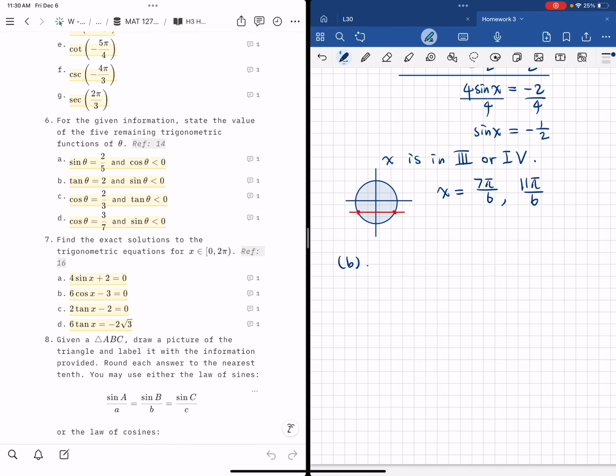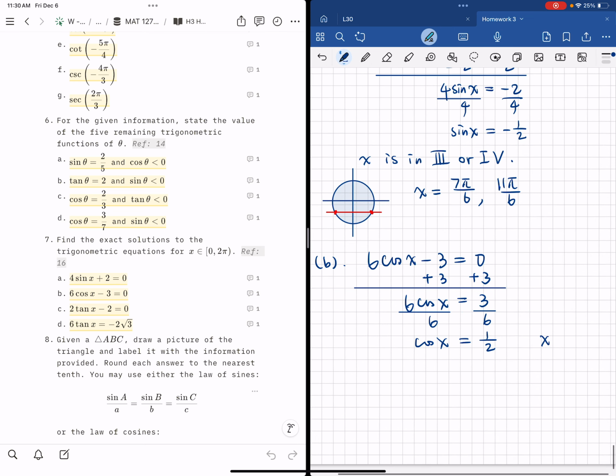All right, part B. 6 cosine of x minus 3 equals 0. Same thing, we're going to isolate the trig function. So in this case, plus 3 on both sides. And that will give us 6 cosine of x equals 3. And then we divide both sides by the coefficient of cosine, which is 6. And we obtain cosine is 1 over 2.